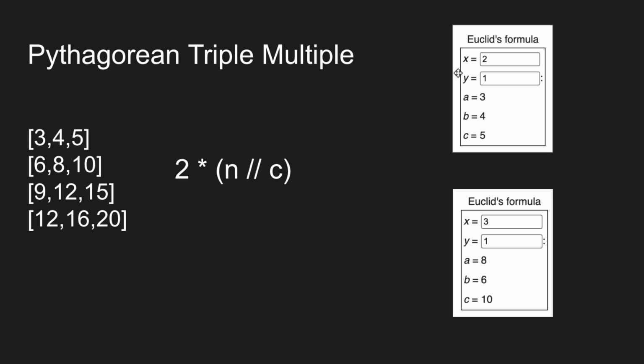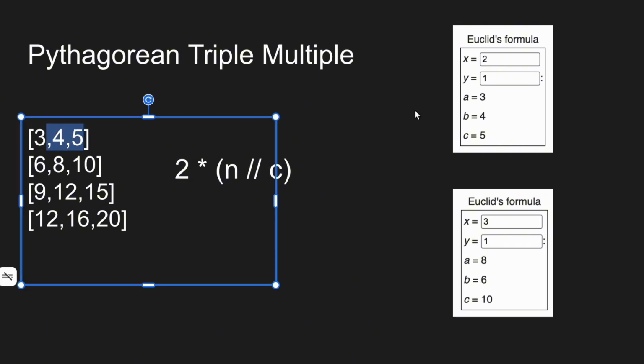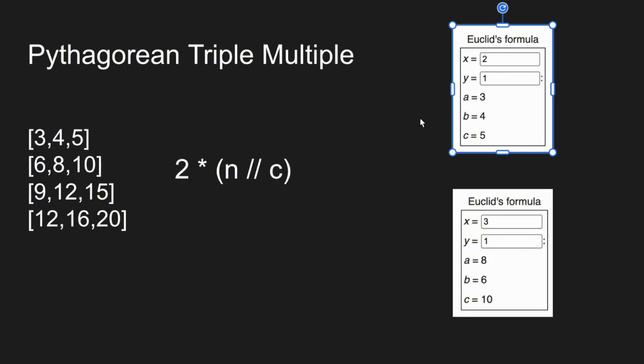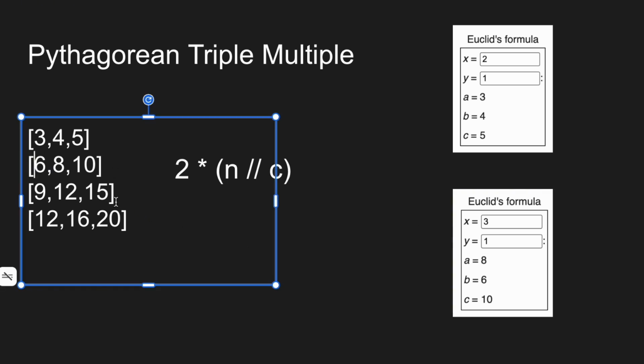Now also, whenever there's a triple, every multiple of that triple will also satisfy the Pythagorean theorem equation. So if you look at 3, 4, 5, we know that can form a triangle, but if we multiply each side by 2, 6, 8, 10, that will also be valid. If we multiply by 3, that will be valid. We multiply by 4, that will also be valid.